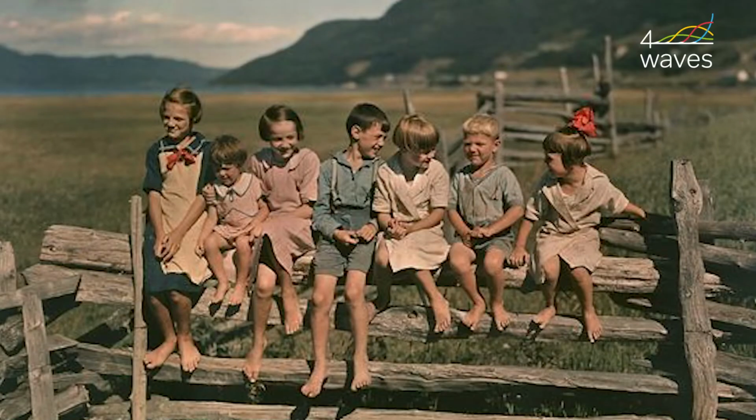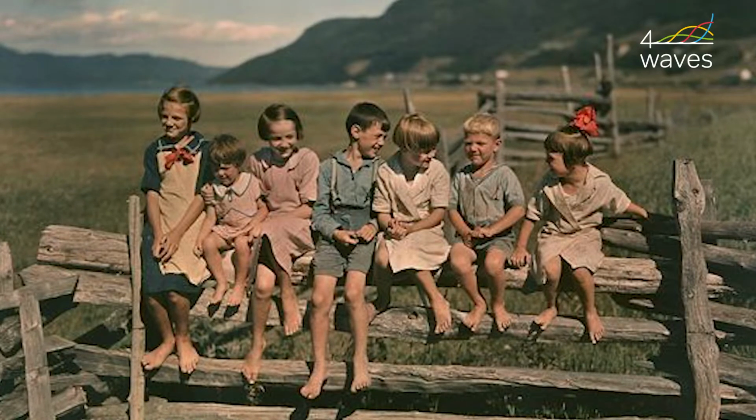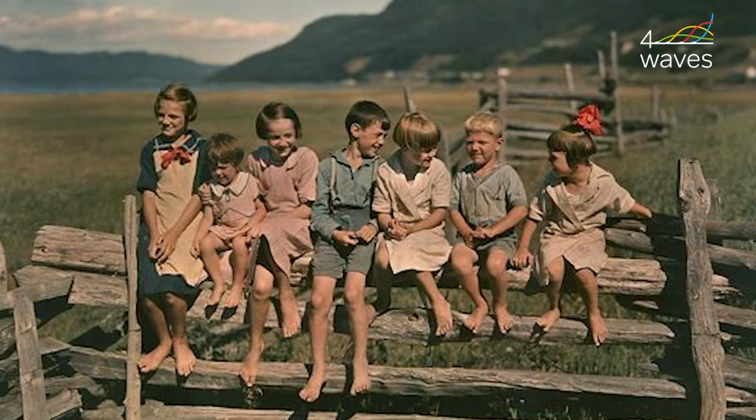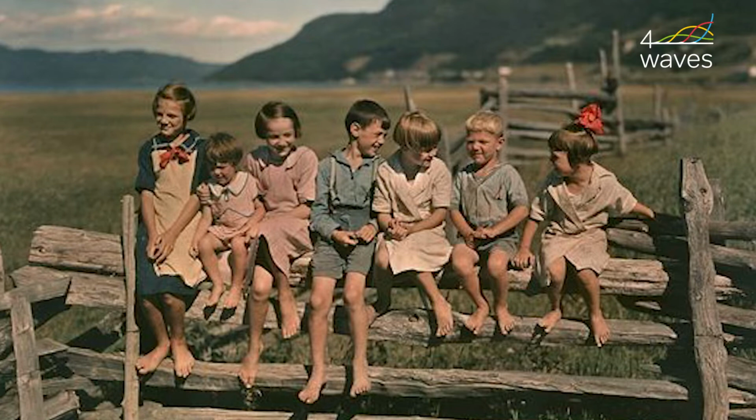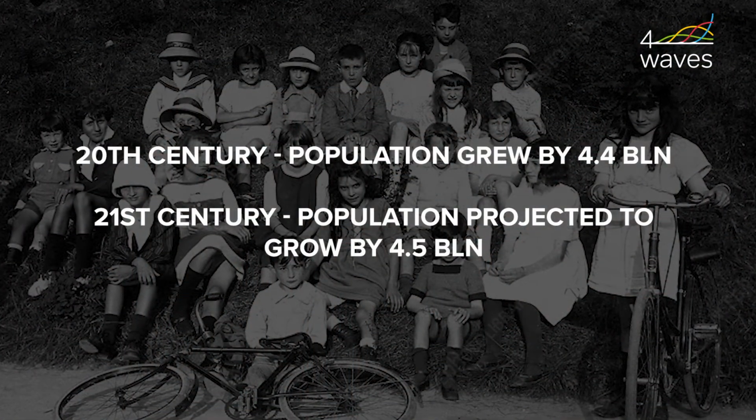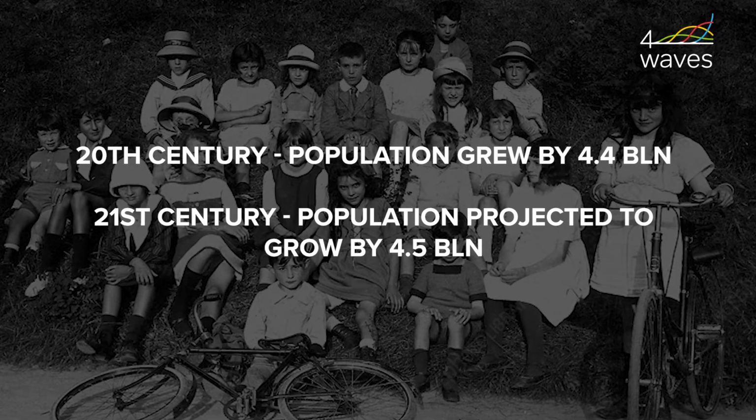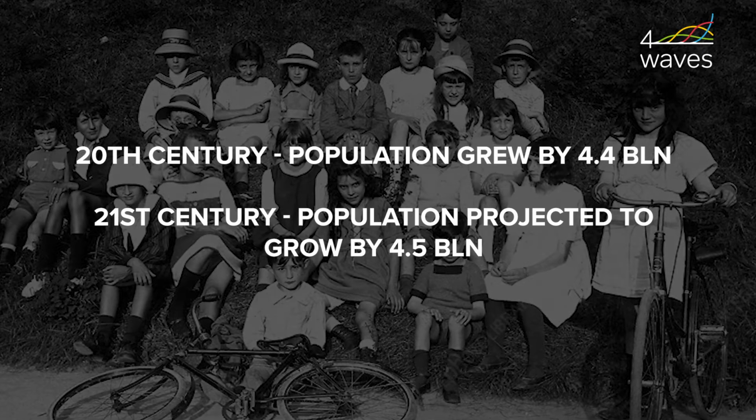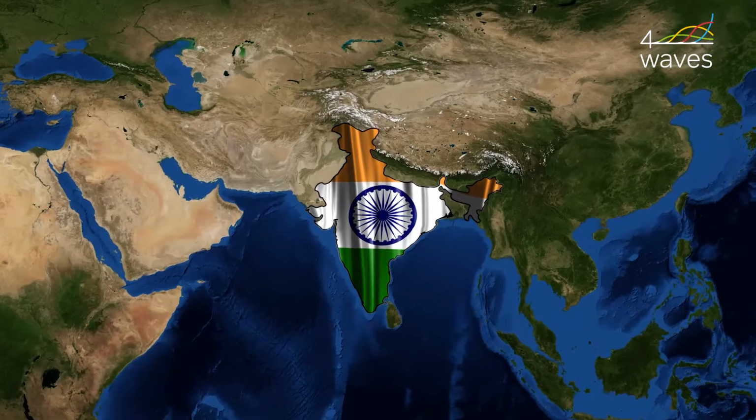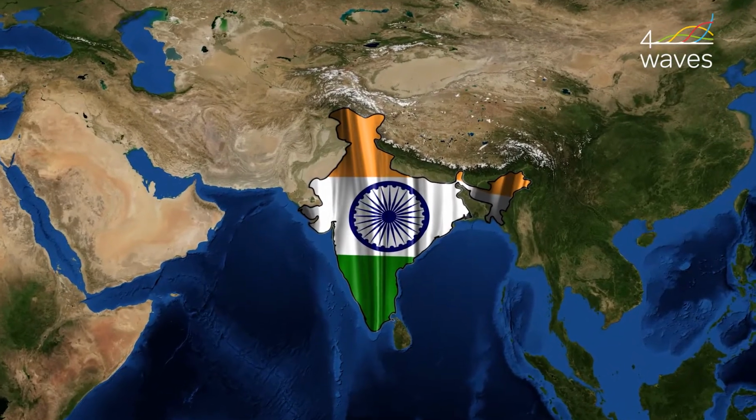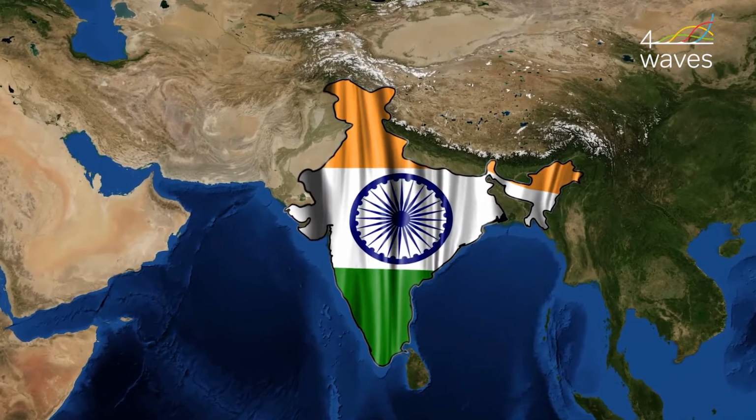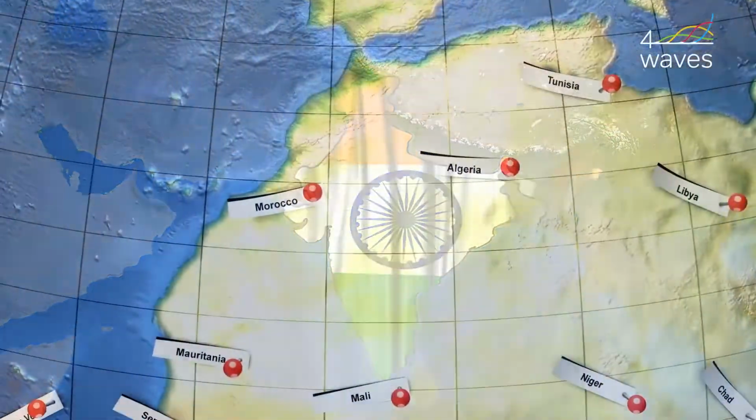When we recognize that the world has not completed its demographic transition, we start to understand why the world's population is set to grow the same amount in the 21st century as in the 20th century. It grew by 4.4 billion in the 20th century and is projected to grow another 4.5 billion in the 21st century. We start to understand how future growth will come from third-wave countries in Asia, such as India and Pakistan, and particularly from the fourth-wave countries in sub-Saharan Africa.